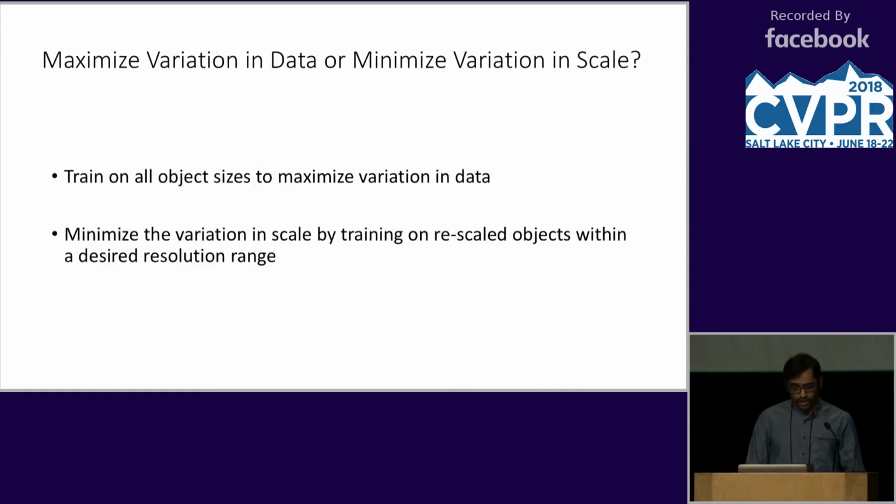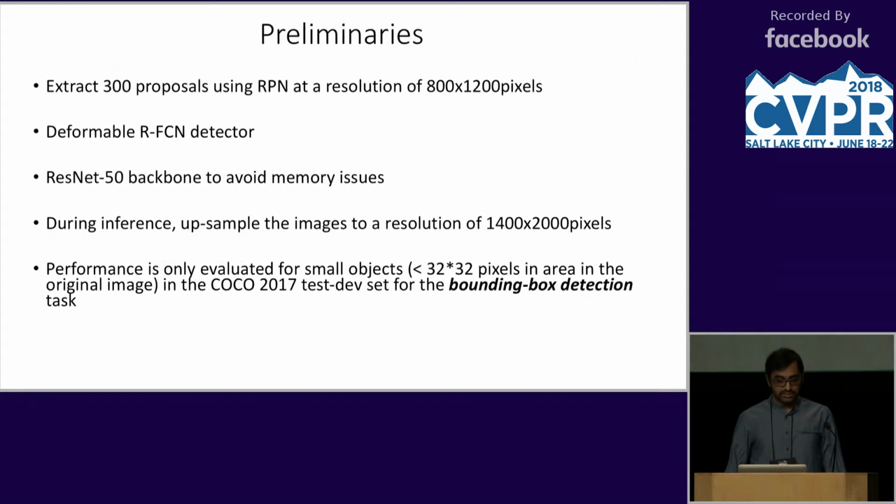Okay, now as we have learned that ImageNet type CNNs which are fine-tuned on upsampled images are much better than CIFAR10 style architectures, we would like to explore the design space in this particular direction for training object detectors. Now an interesting question to ask is, should we train on all object sizes to maximize the variation in data? Or should we try to minimize the variation in scale by training on rescaled objects within a desired resolution range?